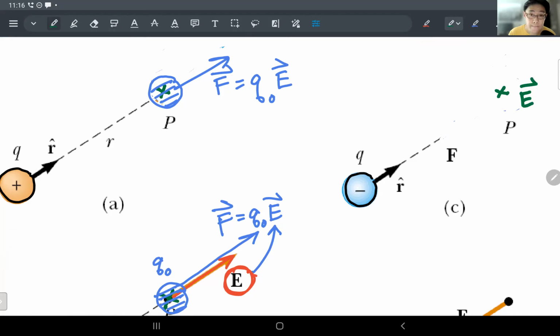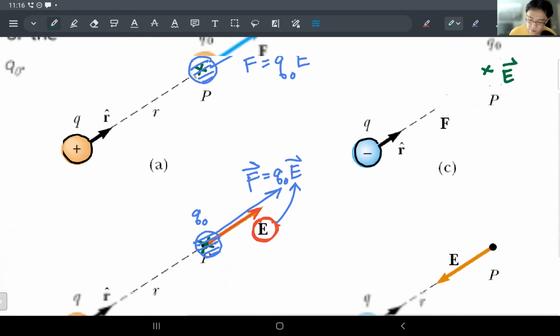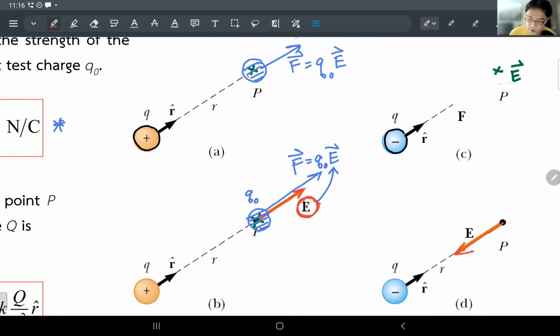With me? And now, because you want the force at the end to be pointing towards the negative charge, you have to agree that the field has to point inward, like so. You guys with me? So these two will look exactly the same. Yeah, there we go.